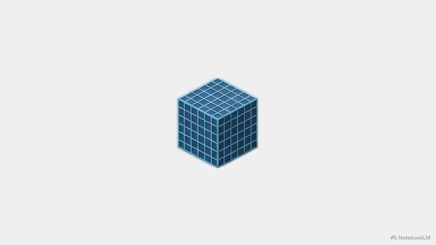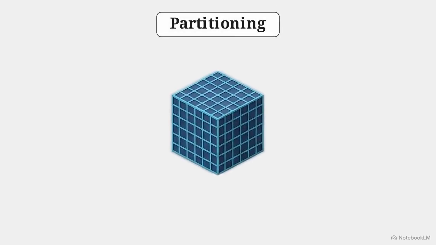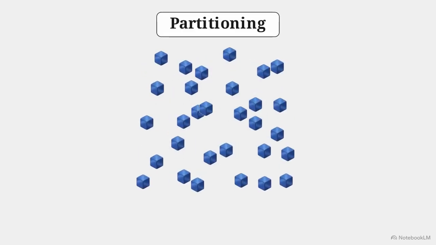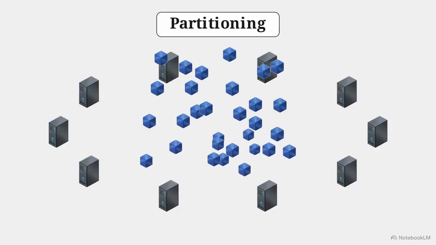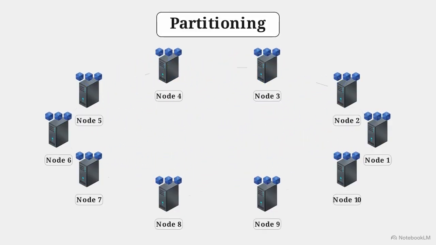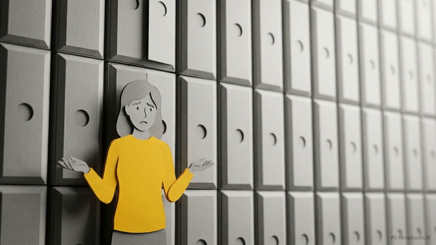To solve this, we use a technique called partitioning. Instead of building one impossibly huge machine, you break that mountain of data into smaller, manageable chunks. Each of these chunks is sent to its own independent computer. These individual machines work together as a team, with each one responsible for its own small piece of the total library. But now you have a new challenge: finding things.